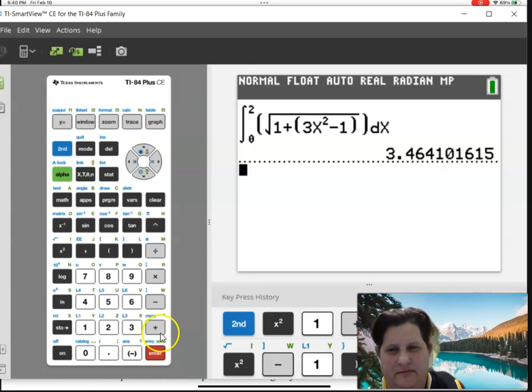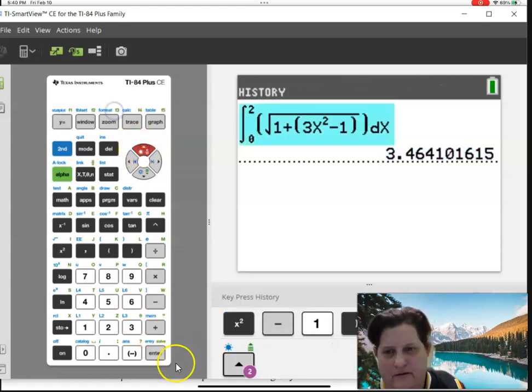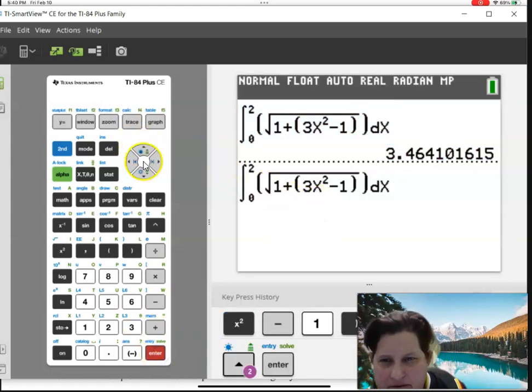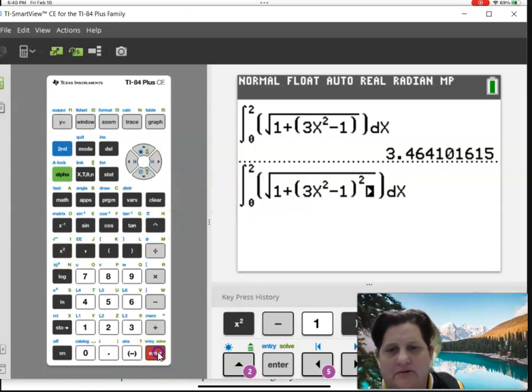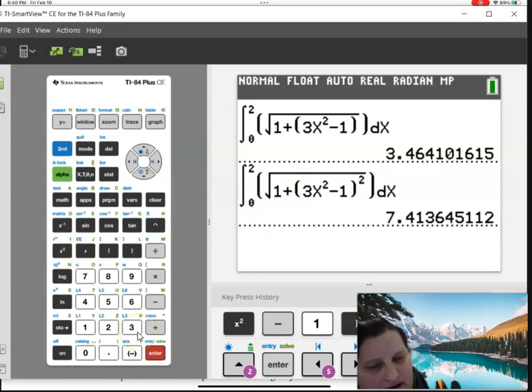Oh, shoot, I did that wrong. Hold on. I wasn't looking at my formula carefully enough. Inside the square root, the derivative is squared, not the 1 plus, just the derivative. There we go. That's what you want that to look like. All right, so that's going to give me 7.413 for my arc length.